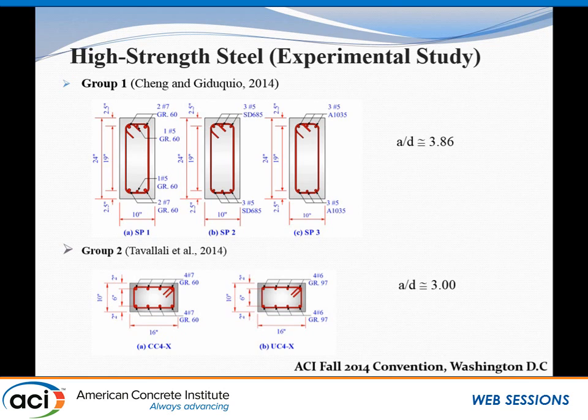In the second group, there are 2 specimens. The first specimen is named CC4X. It is reinforced with grade 60 longitudinal reinforcement. The specimen UC4X is reinforced with grade 97 high-strength steel from Germany. All specimens in each group were designed to have equivalent flexural capacity. Also, the transverse reinforcement is provided to exceed the demand from the probable moment.